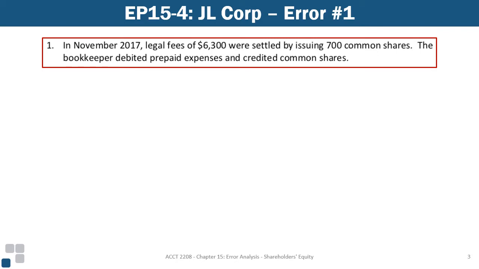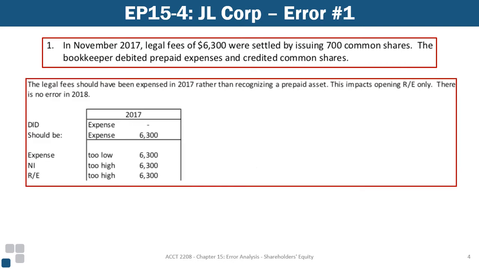Okay, so for the first error, in November 2017, that's a prior year, legal fees of $6,300 were settled by issuing 700 common shares. The bookkeeper debited prepaid expenses and credited common shares. So something is not right with that situation. What happened is those legal fees should have been expensed in 2017 rather than recognized as a prepaid asset. Putting it as a prepaid asset means that the amounts were prepaid. This wasn't prepaid. These legal fees were related to a lawsuit, and instead the company issued shares.